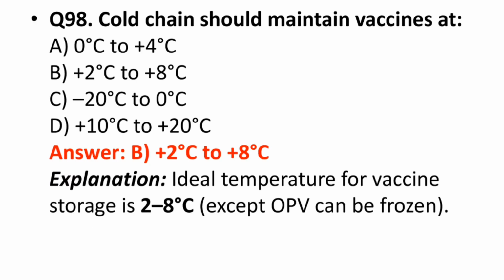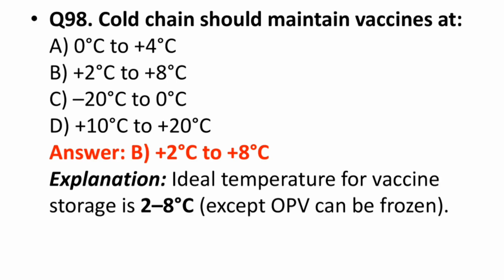Cold chain should maintain vaccines at which temperature? Option A, 0 degrees Celsius to plus 4 degrees Celsius. Option B, plus 2 degrees Celsius to plus 8 degrees Celsius. Option C, minus 20 degrees Celsius to 0 degrees Celsius. Option D, plus 10 degrees Celsius to plus 20 degrees Celsius. The correct answer is option B, plus 2 degrees Celsius to plus 8 degrees Celsius.